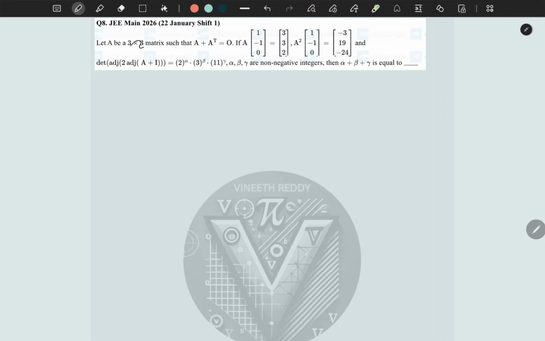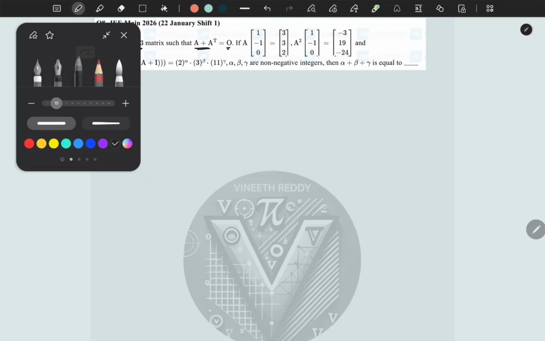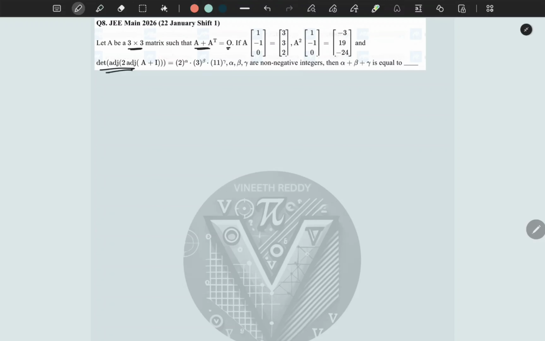Okay, the next question says: let A be a 3 by 3 matrix such that A plus A transpose is a null matrix. If A into this column matrix is this, and A square is this, then find the determinant of this. Okay, fine. So in this question, I think this will be a very lengthy question.